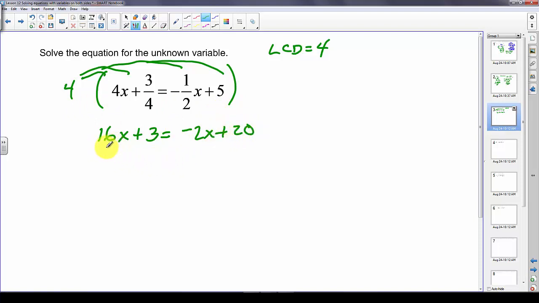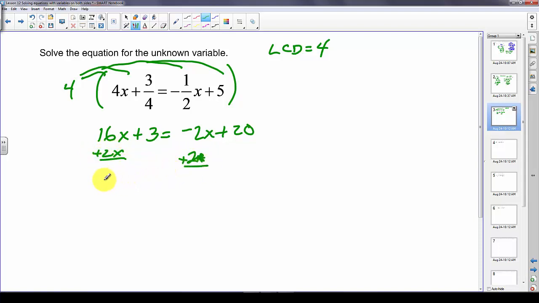Now, again, we notice that 16 is the variable term here, and negative 2 is the variable term here, and I want to keep my variable terms positive. So I'm going to bring the 2x over to the left. And to do that, that's a negative 2x, so I'll add a positive 2x to both sides.